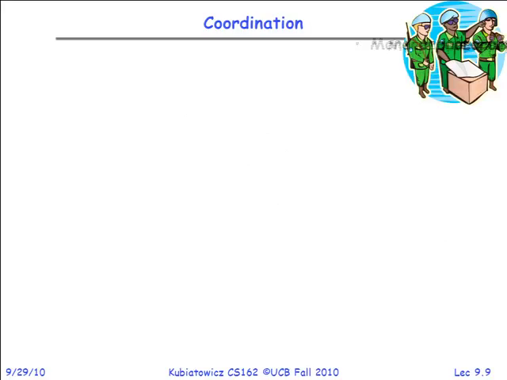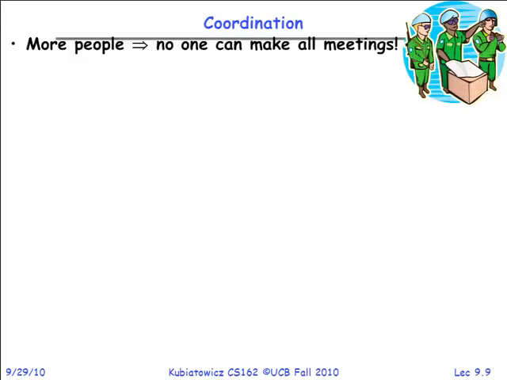So what about coordination? More people mean not everybody can make all the meetings. How many people scheduled multiple meetings that people missed? Okay. When you've got 4 or 5 people with busy schedules, getting meeting times can be hard. However, if you don't meet, you're going to run into disaster. So it's very important to figure out meeting times.